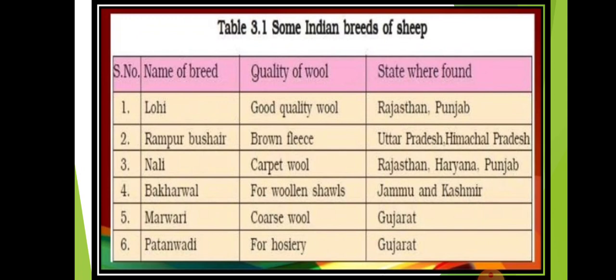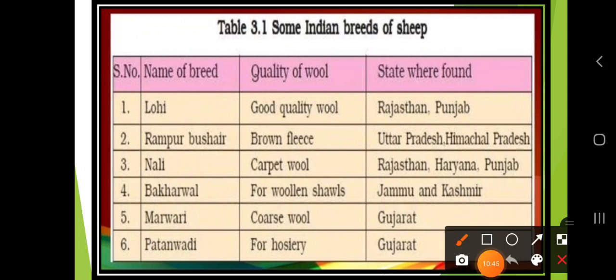Let us discuss some Indian breeds of sheep. On the basis of the breed's name, we can tell the quality of the wool and in which state it is found. In the Lohi, that is the name of the breed or sheep, we get good quality wool in Rajasthan and Punjab. So this is one of the good quality wools.